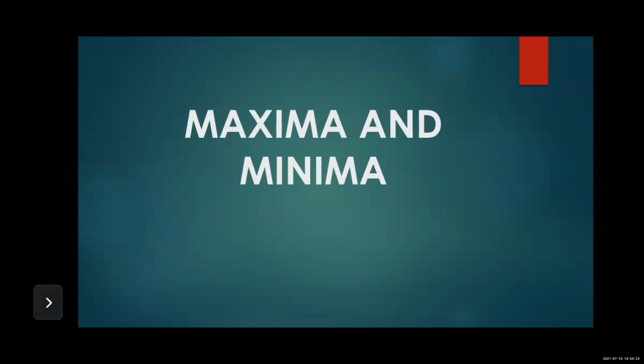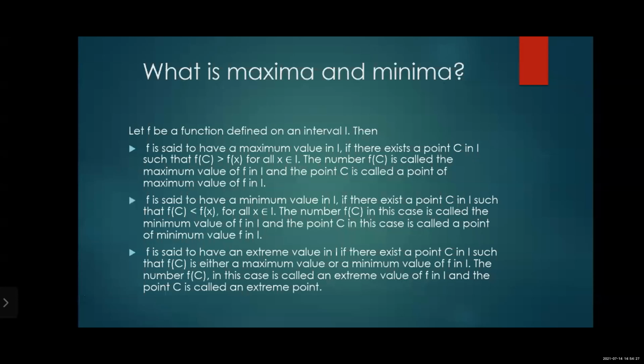Today, I'm here to take a seminar on maxima and minima. So first of all, I'm going to tell you about what is maxima and what is minima. Let f be a function defined on an interval I, then f is said to have a maximum value in I if there exists a point c in I such that f of c is greater than f of x for all x belongs to I. The number f of c is called the maximum value of f in I, and point c is called the point of maximum value in I.